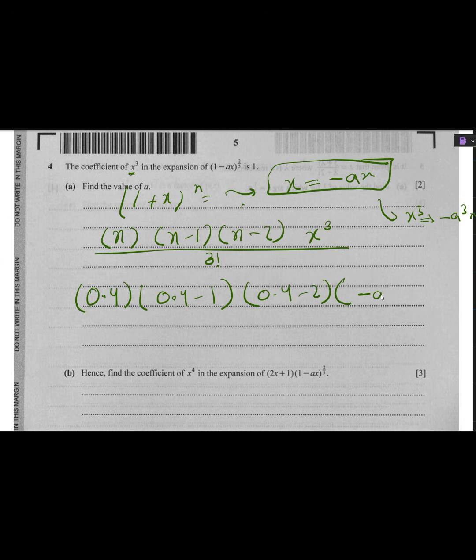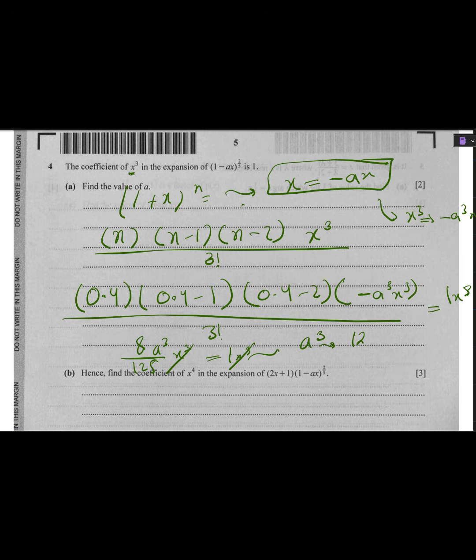So it multiplied by minus a cube x cube divided by 3 factorial would be equal to 1 x cube. Now if we simplify all that, it would be 0.4 into 0.4 minus 1 into 0.4 minus 2 divided by 3 factorial. It would be 8 over 125. 8 over 125 x cube would be equal to 8 over 125 a cube x cube would be equal to 1 x cube. So a cube will be equal to, it goes on to that side and the x cubes cancel it. A cube will be equal to 125 over 8 and a will be the cube root of that.